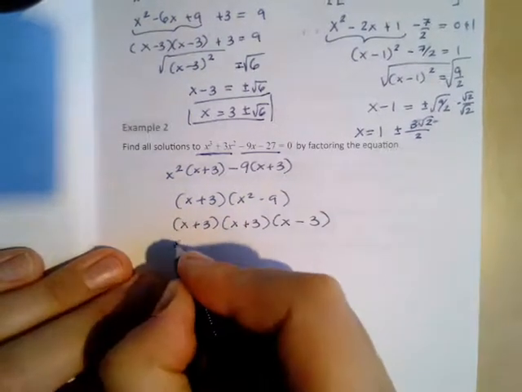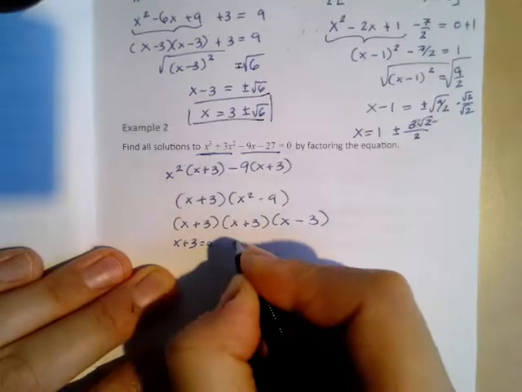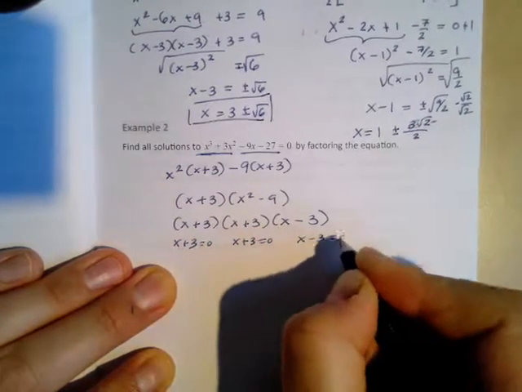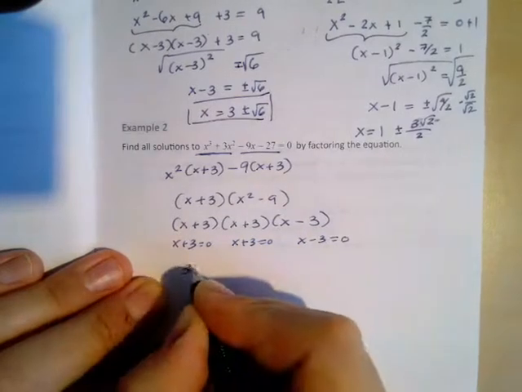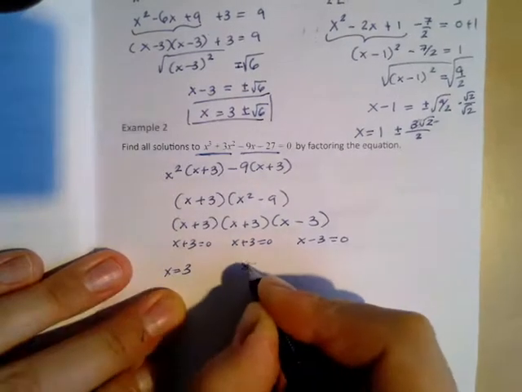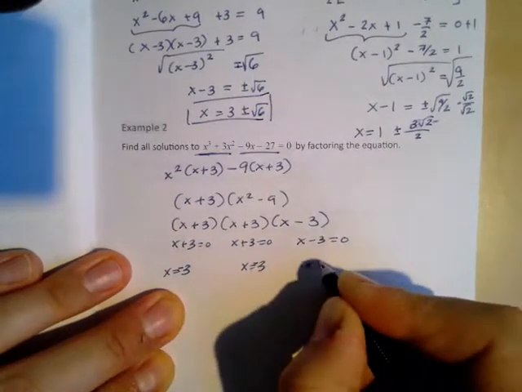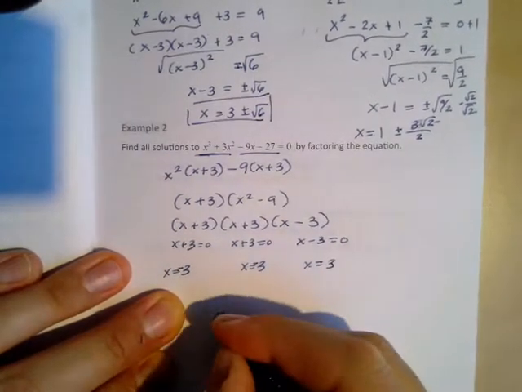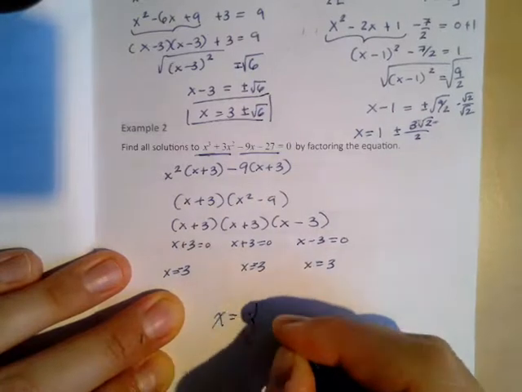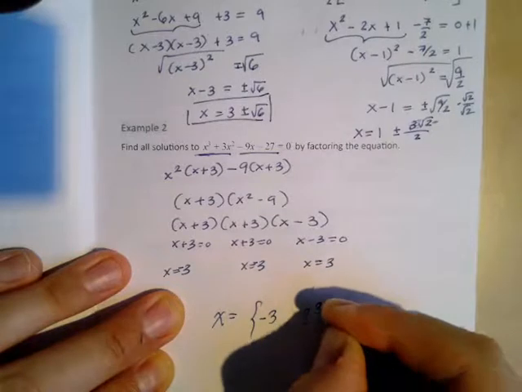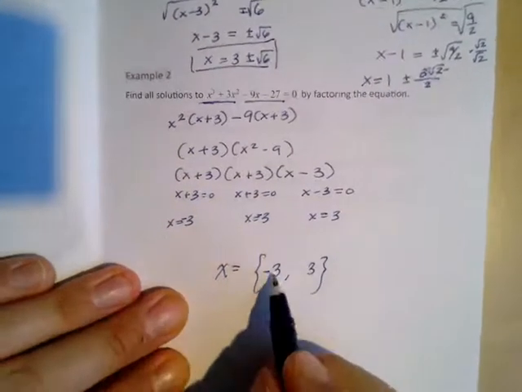Therefore, I can set each of these factors in turn equal to 0. And I get x is equal to negative 3 twice, and x is equal to 3 once. So therefore, my solution set is negative 3 and 3, with negative 3 having a multiplicity of 2.